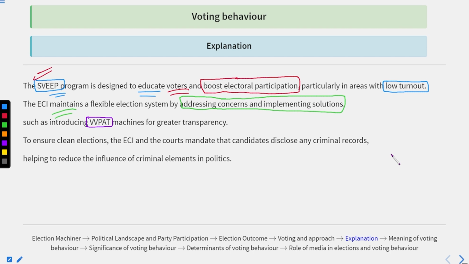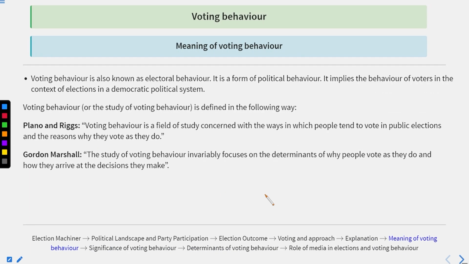To ensure clean elections, the ECI and the courts have made it compulsory that candidates contesting elections disclose any criminal records they have. This will reduce the influence of criminal elements in politics. Got it? So this is all about the explanation of voting and the approach that we have discussed.